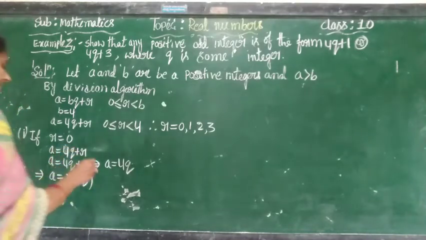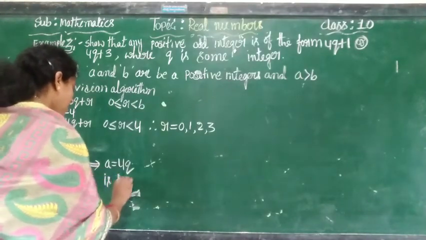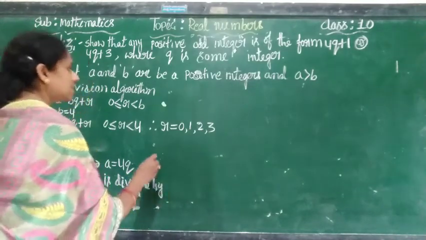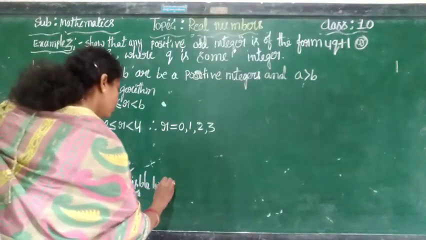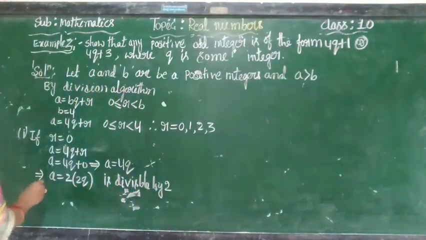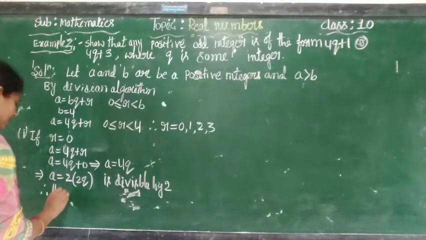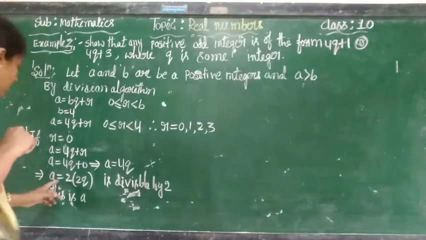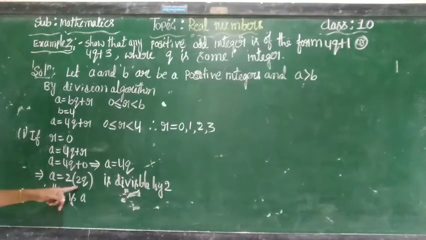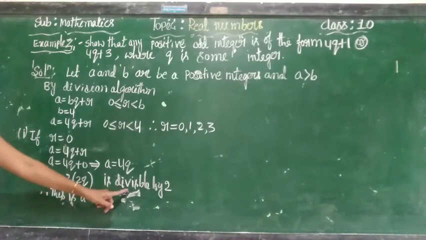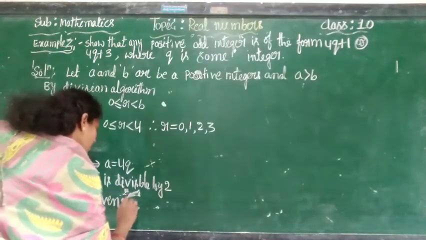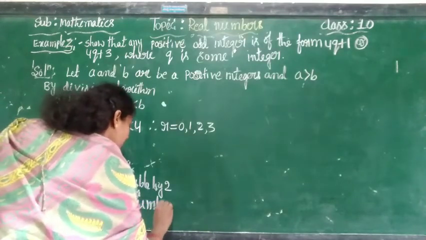So is divisible by 2. Therefore this is a, so 2 into 2q is equal to a, which is divisible by 4. This is an even number. This is the first condition.